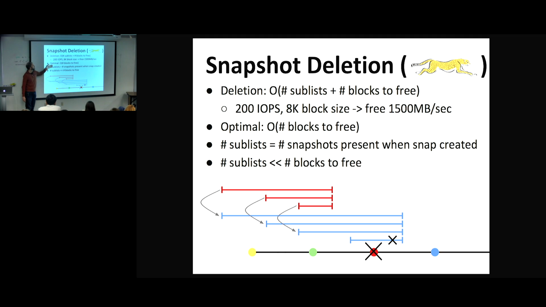If we compare that to our optimal goal, the difference is only the number of sublists, which is typically much, much less than the number of blocks to free, because maybe 1,000 or a couple thousand snapshots would be a lot, but you could easily have millions or hundreds of millions of blocks that you need to free. And practically speaking, using the same example, a hard disk and 8 kilobyte block size, we're able to free at over 1 gigabyte per second, which is much faster than the disk can write. So at least snapshot deletion will not be the bottleneck of your entire storage system.